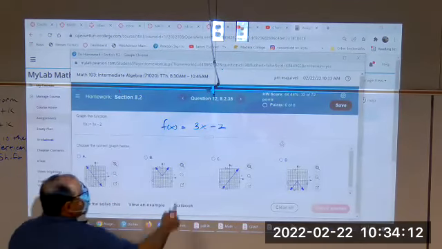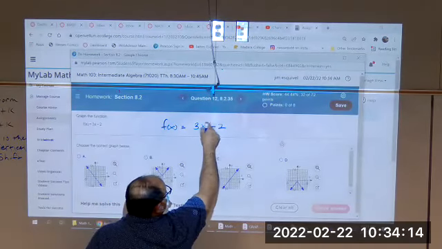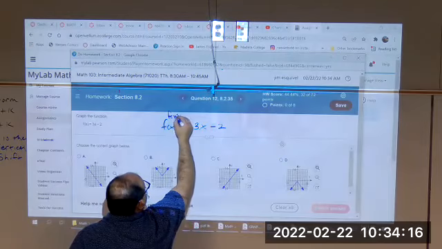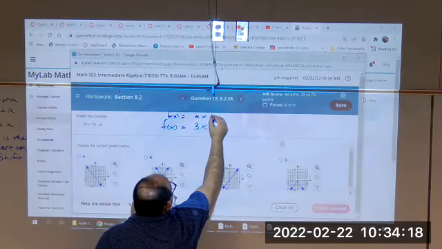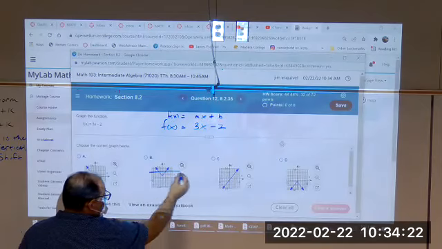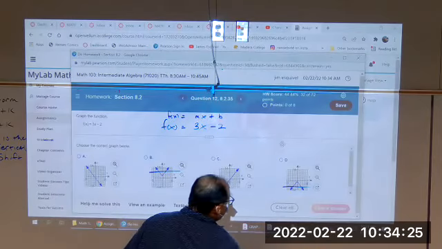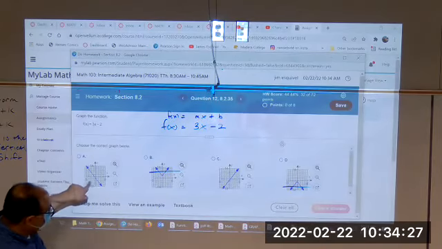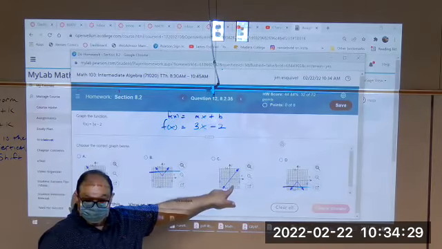1 times x, x to the first. This is just f of x equals mx plus b. So that's not a quadratic, that's a linear equation. So it's either this one or this one.